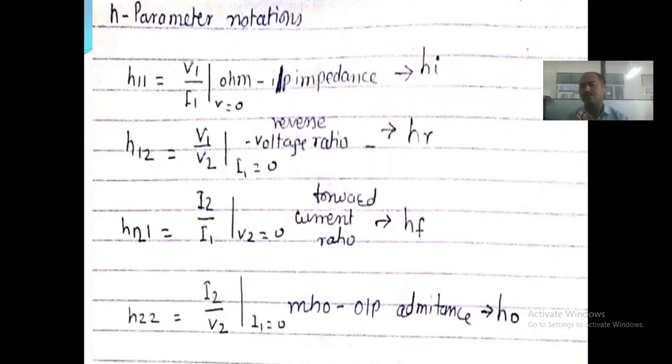In the last lecture, we saw the things related to the H parameter notation, right? So what do we mean by H parameter? That we explained earlier, right? H parameter indicates the hybrid parameter, right?